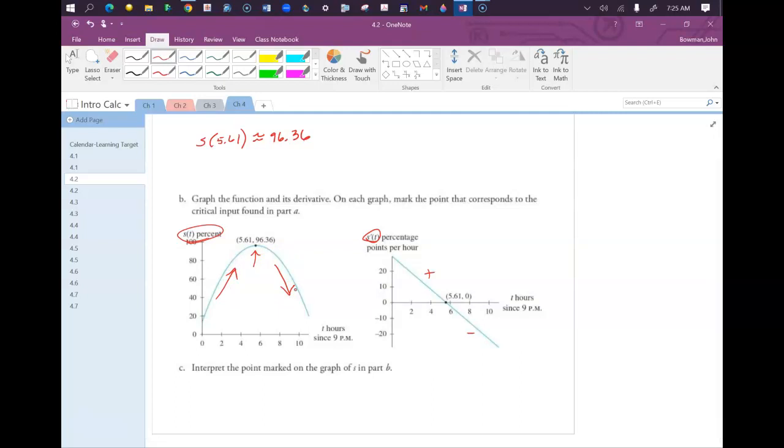In part C, it says, interpret the point marked on the graph of s. In part B, this point right here is the relative maximum in the percentage of people sleeping at the time 5.61 hours after 9 p.m.